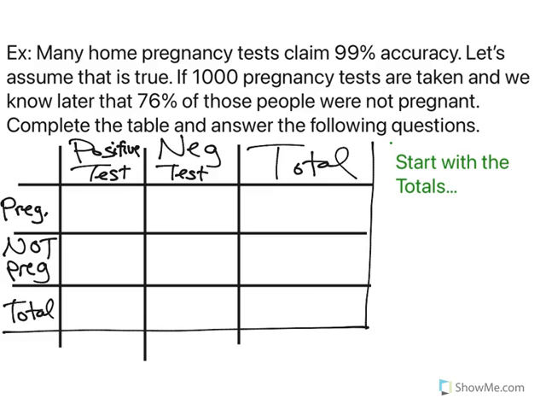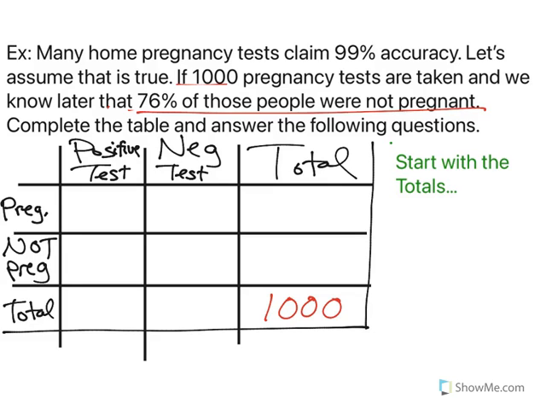Okay, now we're going to go into a little bit more of creating the table. So this might take a little bit more time, but if you need to know how to create a table, this is it. So many home pregnancy tests claim 99% accuracy. Let's assume that's true. If 1,000 pregnancy tests are taken, so that's a total of 1,000 pregnancy tests, and we know later that 76% of these people were not pregnant. Okay, 76% were not pregnant. Complete the table and answer the following questions.